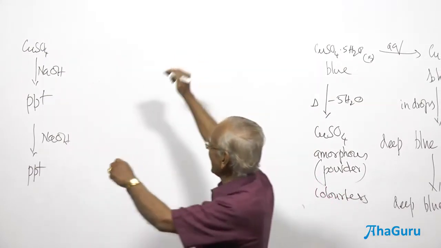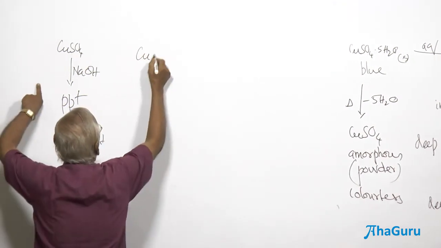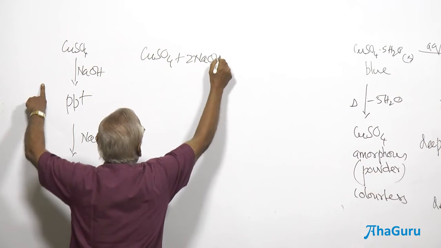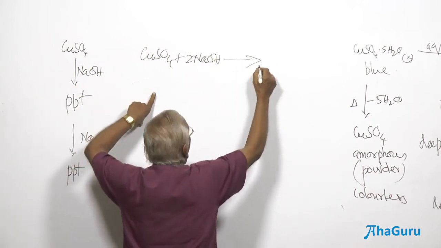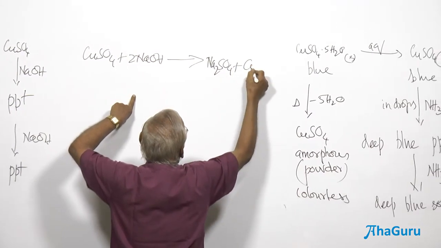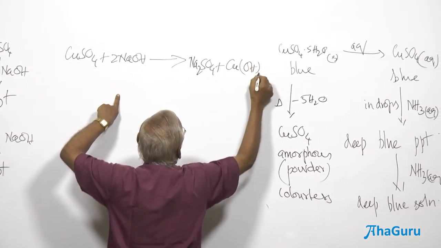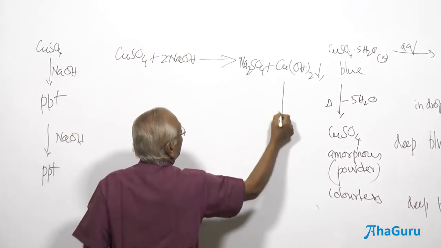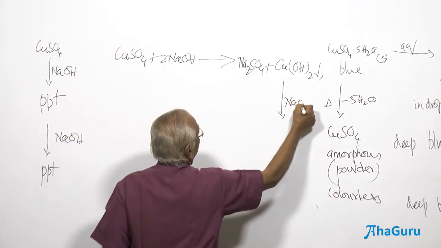What is going to be the reaction here? Copper sulfate plus sodium hydroxide, again a double decomposition. What should be the product? Tell me. Na2SO4 plus Cu(OH)2, as usual. Now, this is not going to react with NaOH here. No reaction.